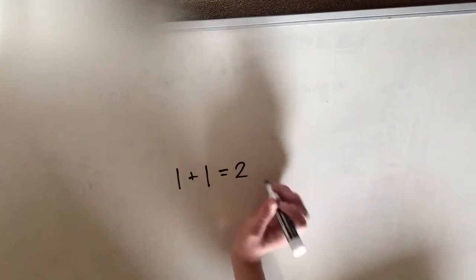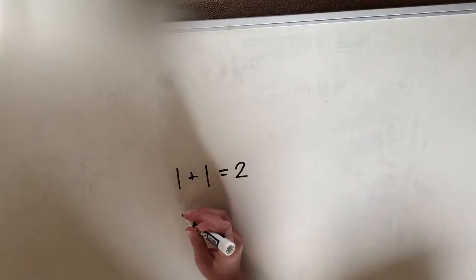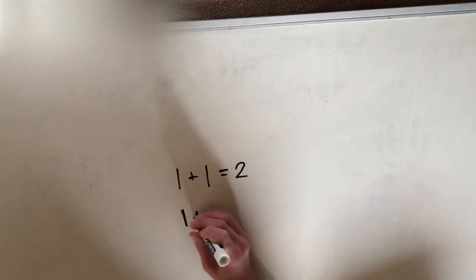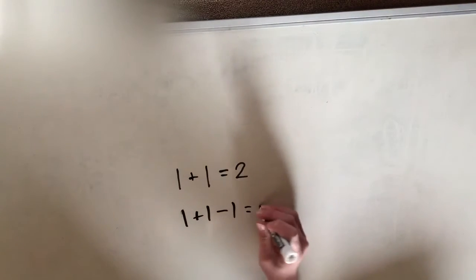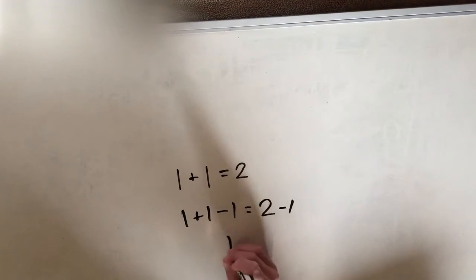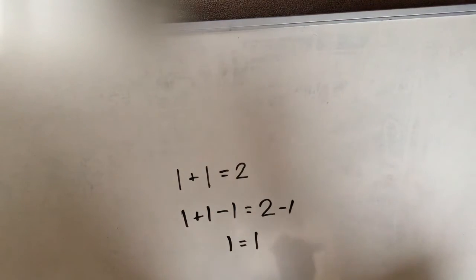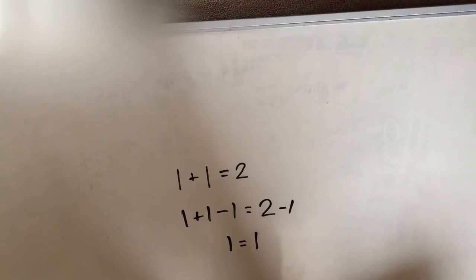So back to math. I'm going to write 1 plus 1 here. 1 plus 1 equals 2. And then I'm going to subtract 1 from both sides. And when I simplify, you're going to see that 1 equals 1. So that's obviously true.